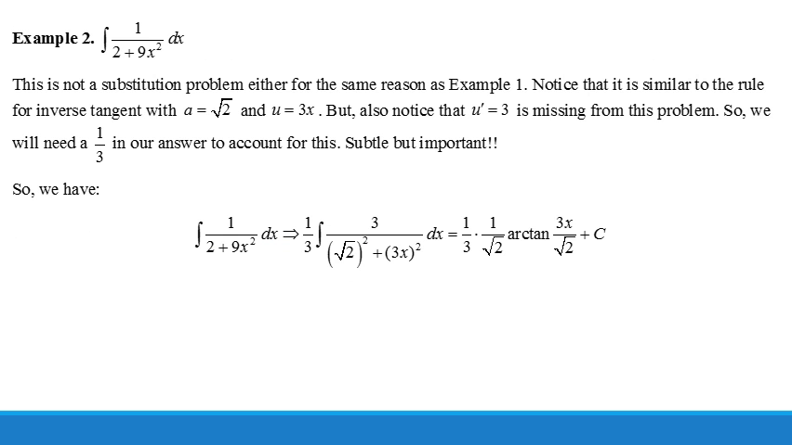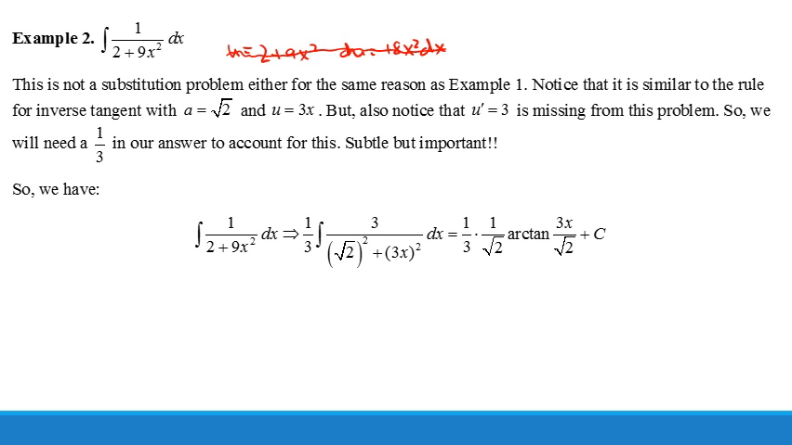Okay, here's example 2. Again, this is not a substitution problem, really for the same reason as example 1, because if I take u to be the denominator, then du is going to equal 18x squared dx, and we don't have the variable part, the x squared dx, in the problem. Okay, so we're not going to be able to use a substitution here, and so this is not going to work.